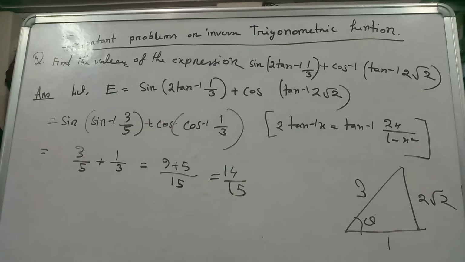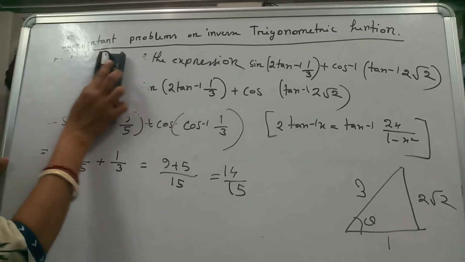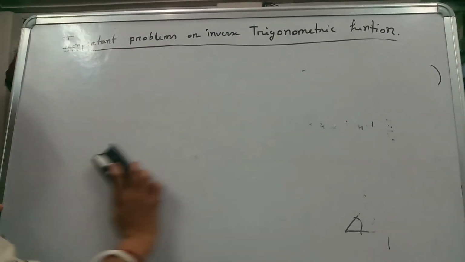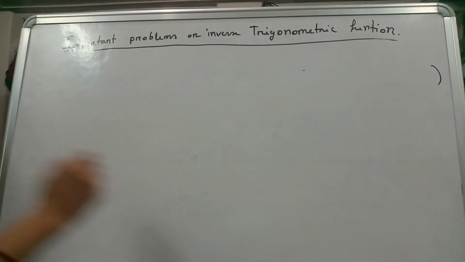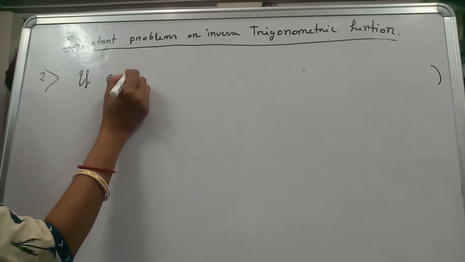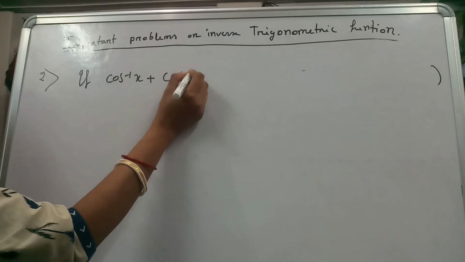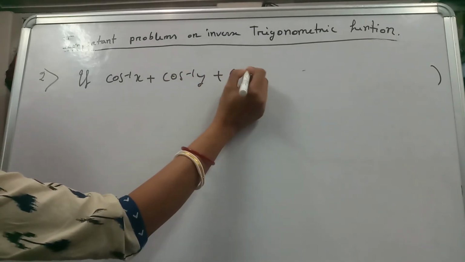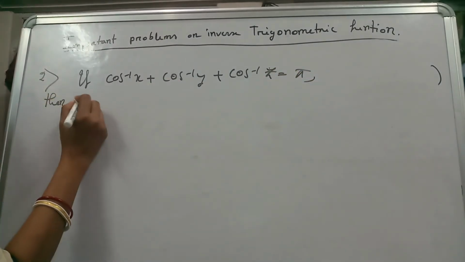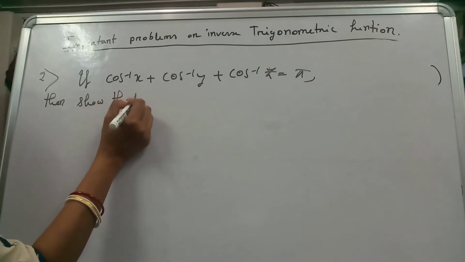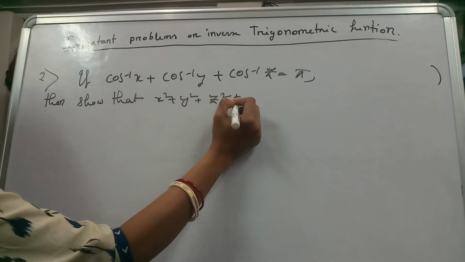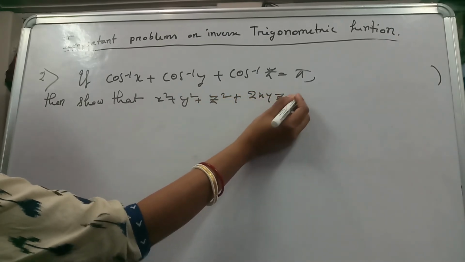Our next problem is number 2. If cos inverse x plus cos inverse y plus cos inverse z equal to pi, then show that x square plus y square plus z square plus 2xyz equal to 1.